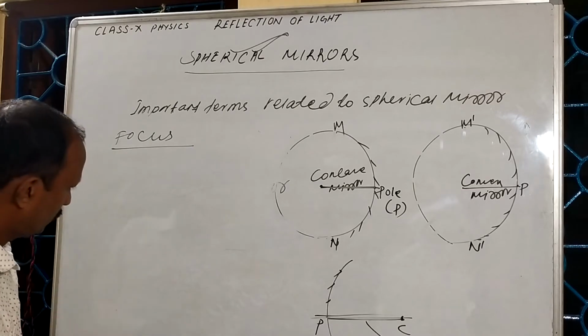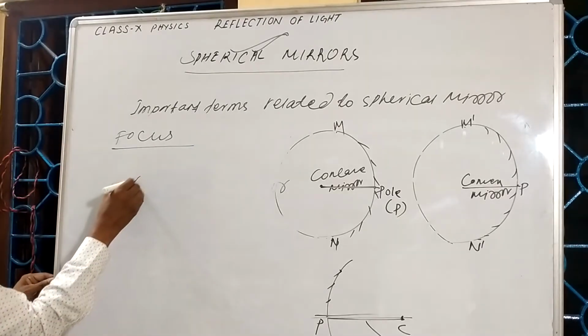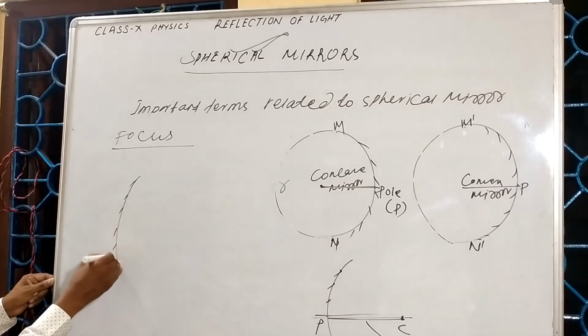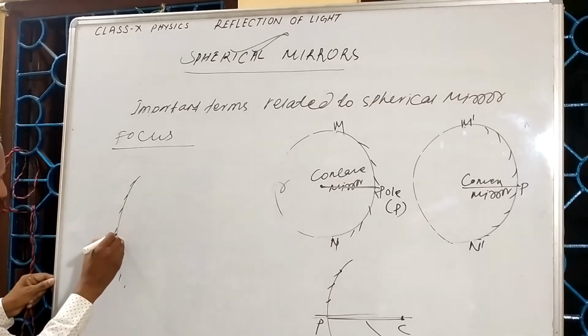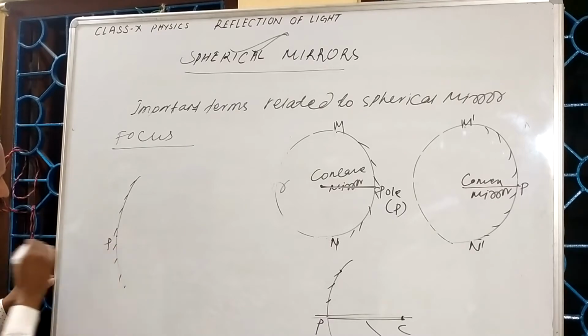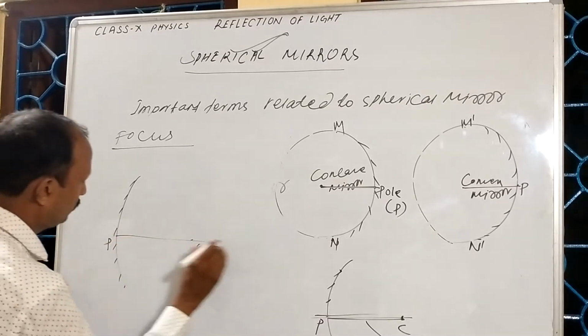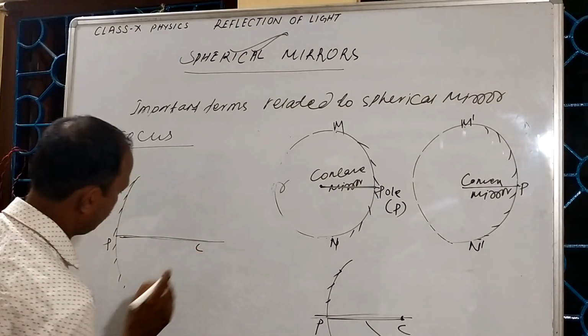Focus. See here. Suppose this is a concave mirror. This point is the pole of the mirror. This is the center of curvature. I have joined. This is the principal axis.